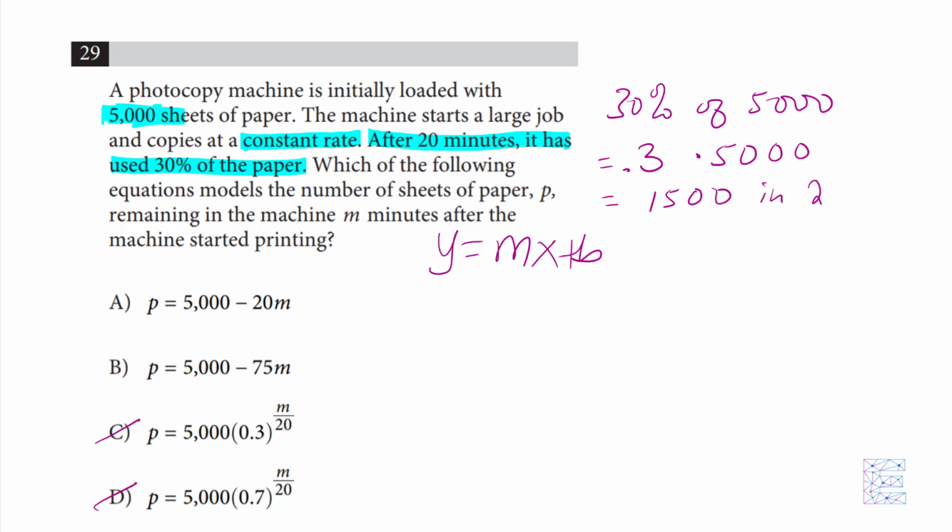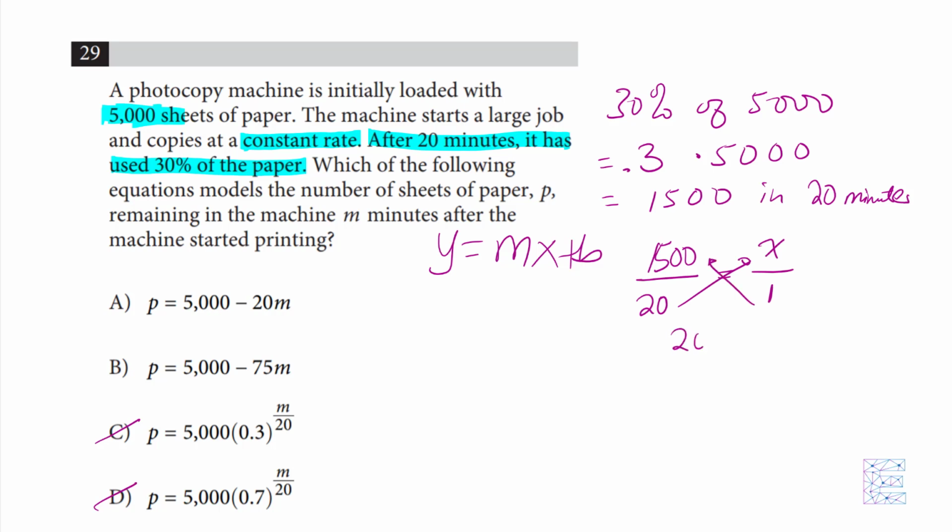minutes. But remember, slope is a unit measure, right? So we don't want 1,500 in 20 minutes. We want to find out how many sheets per 1 minute. So we can find this out by saying, you know what, 1,500 sheets in 20 minutes. How many sheets will we have used in 1 minute? So we can solve for this by cross multiplying.